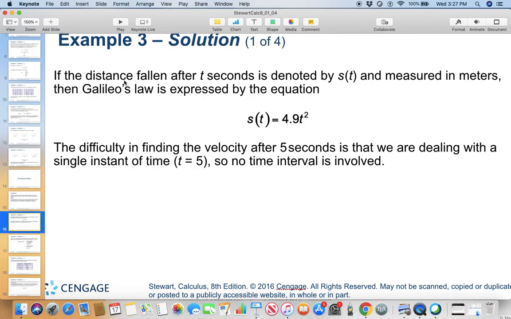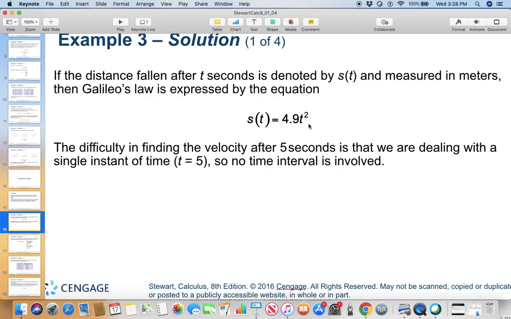What this means is if the distance fallen after t seconds is denoted by s(t) and measured in meters, then Galileo's law is expressed by the equation s(t) = 4.9t². As time increases, the distance is directly proportional to the square of the time.